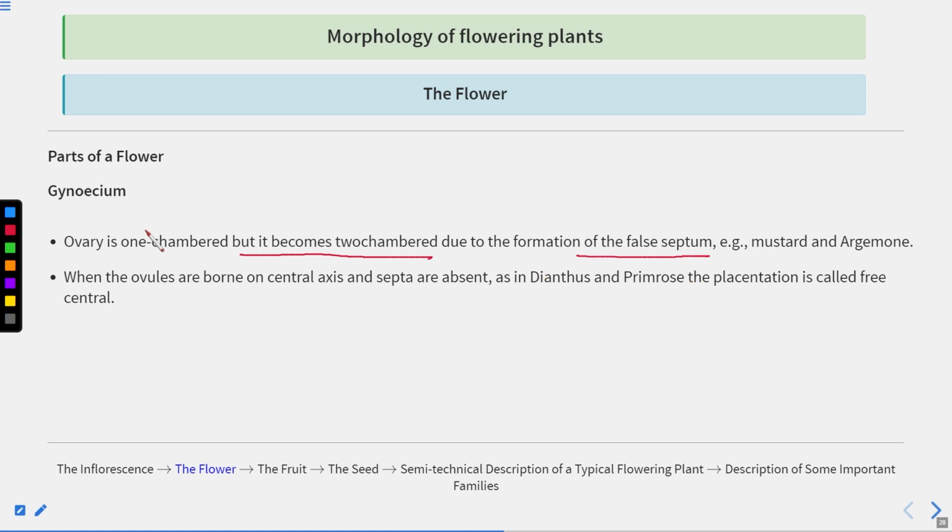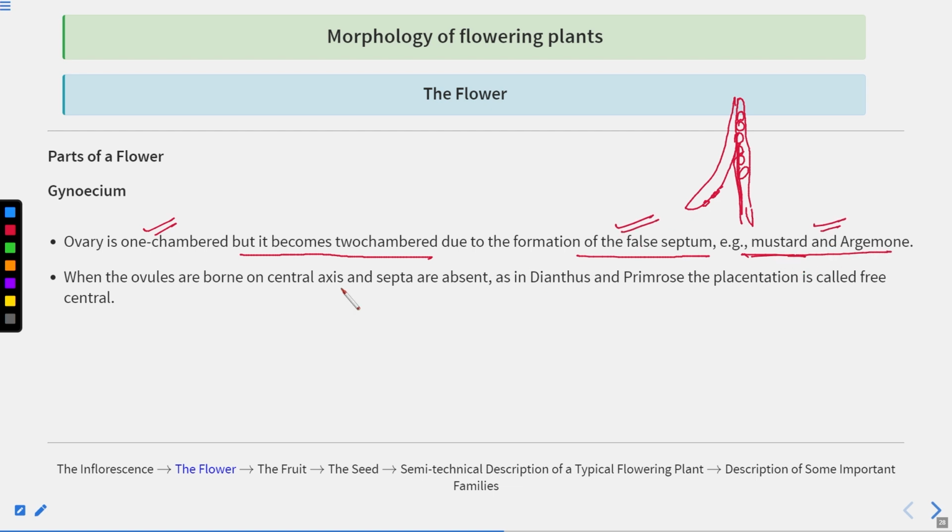False septum. Generally, the ovary is one chambered. The ovules are there, but sometimes what happens? It forms a false septum, and it becomes two chambered in that case. So when you cut or split the mustard seed, you can see that false septum like this. The seeds are there like this, and here also, but there is a wall-like thing, and that is a membranous wall. That is called false septum, and this is the example of mustard and Argemone.